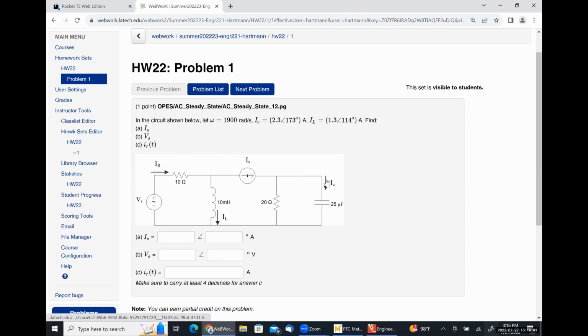For this one, since you're given the current IC, you can find the voltage drop across the capacitor. The voltage drop across the capacitor is the same as the voltage drop across this resistor. Adding the resistor current to the capacitor current gives you IS. Since you're given IL, this current IR is simply IL plus IS using Kirchhoff's current law. And then you can find VS by adding the voltage drop across the 10 ohm resistor plus the voltage drop across the 10 millihenry inductor. So no need for MathCAD there.